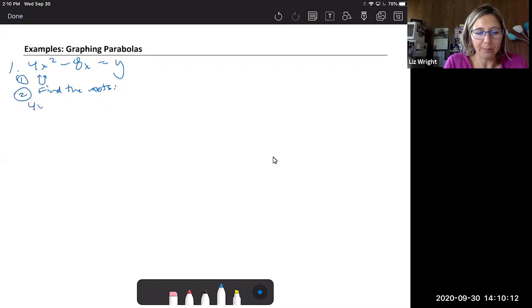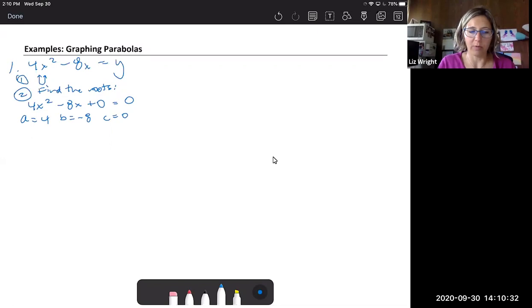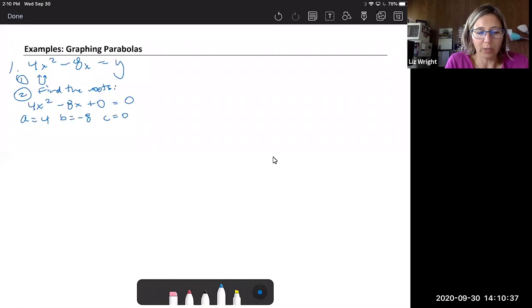So let's go back to those steps. And it's going to be 4x squared minus 8x. I'm going to write plus 0 in there to be my placeholder for c equals 0. So then my a equals 4, my b equals negative 8, and my c equals 0. So now I am ready to plug this into my quadratic formula, and I've got negative 8 plus or minus the square root of negative 8 squared minus 4 times a times c, all over 2a.